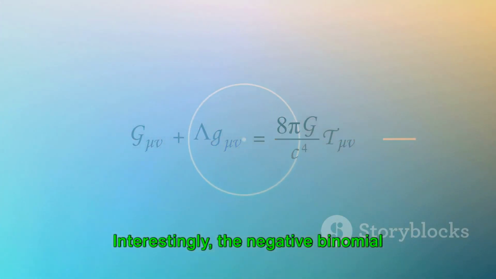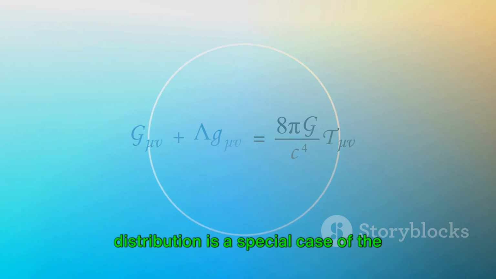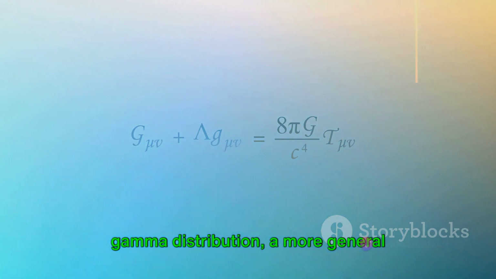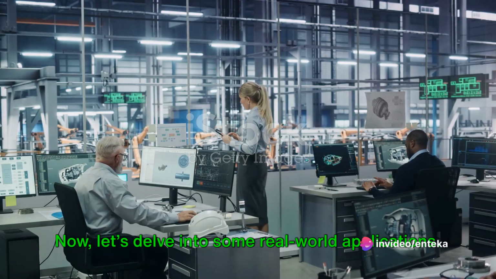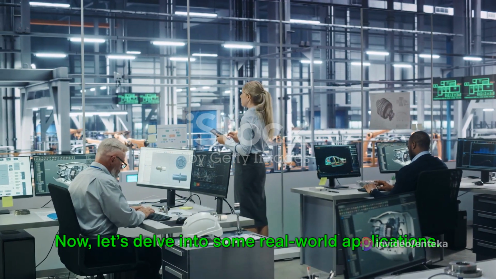Interestingly, the negative binomial distribution is a special case of the gamma distribution, a more general distribution that can model a wider variety of random variables. Now, let's delve into some real-world applications.